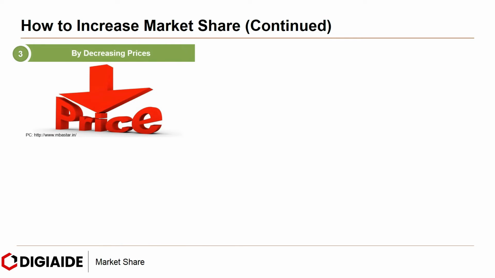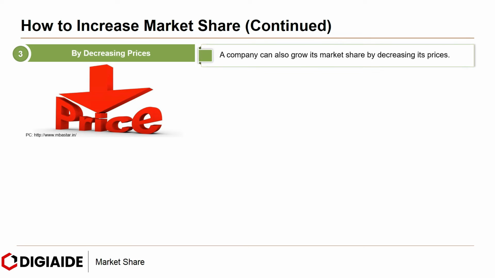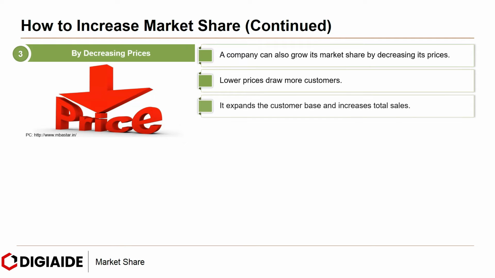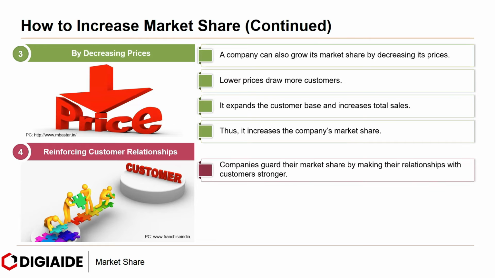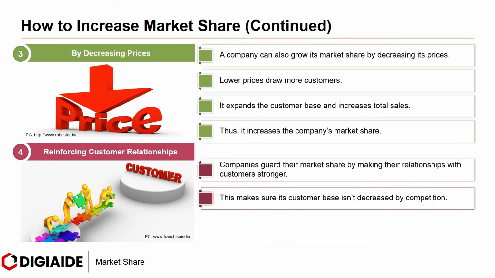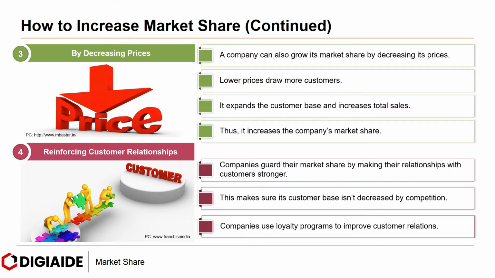Next, by decreasing prices. A company can also grow its market share by decreasing its prices. Lower prices will draw more customers. It expands the customer base and increases total sales. Thus, it increases the company's market share. Fourth, reinforcing customer relationships. Companies guard their market share by making their relationships with customers stronger. This makes sure its customer base isn't decreased by any competition. Companies use loyalty programs to improve customer relations, one that is done by Starbucks.